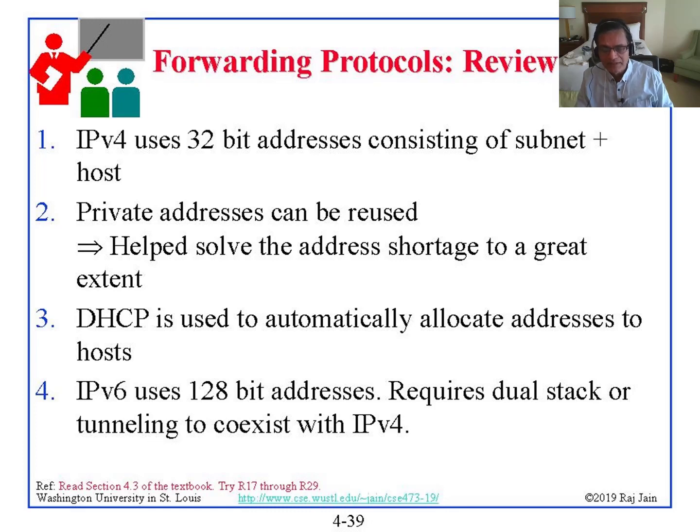What are the three private address ranges that have been assigned? Remember 10.0.0.0, 172 point something, and then 192 point something, right? Then DHCP is used to automatically allocate addresses, and IPv6 uses 128-bit addresses, and that requires a dual stack, and so forth.